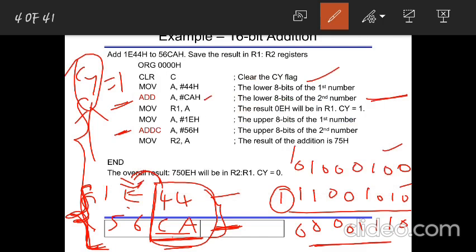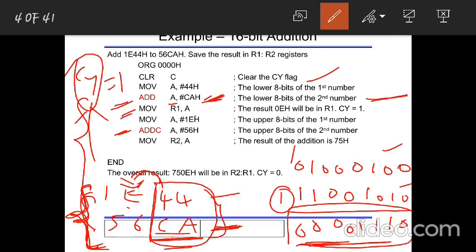So the value I got was, see here I have 4 zeros. That means I need to store this into R1 first. So see, this is the instruction, MOV A, R1. Now this result is stored in A, because in this instruction the destination is A. So that result is stored in A. Now that A is moved to R1.